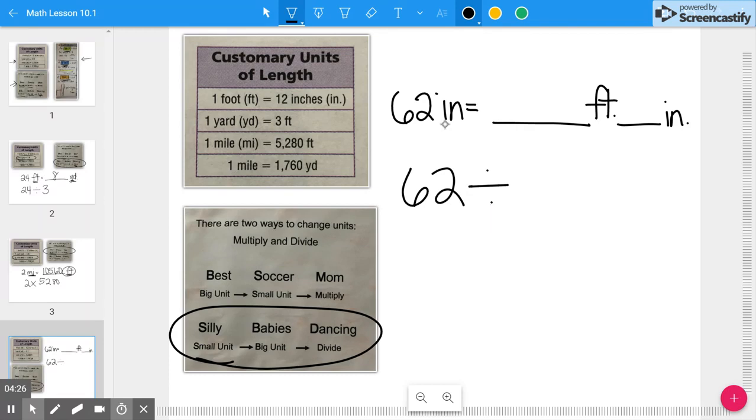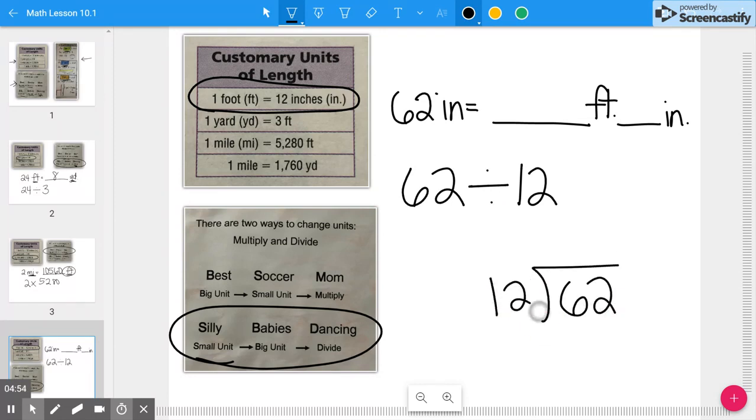Now I need to ask myself, since I'm going to feet, how many inches are in 1 foot? So I'm going to go over here to my conversion chart, and I know that there are 12 inches in 1 foot. So I'm going to write the number 12 down. Now, I need to actually divide this. So even though I have it written like this, which is what I want you to do, I want you then to do the long division yourself. So 62 divided by 12.